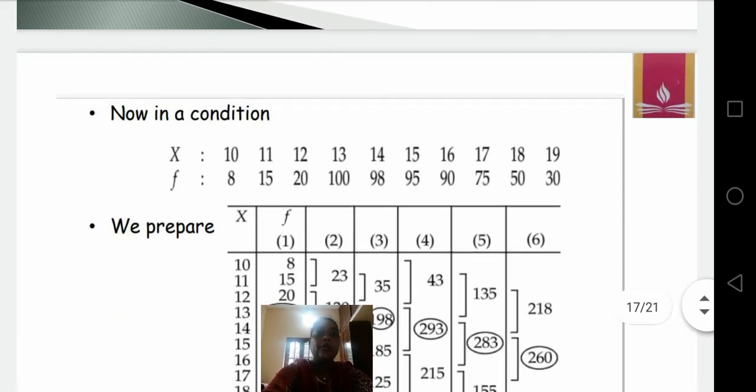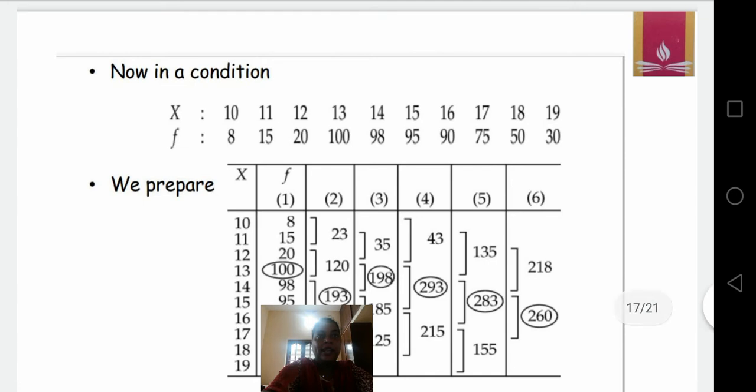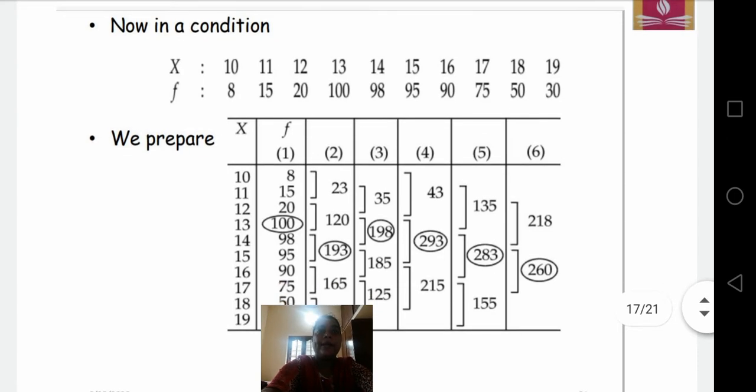Now for the grouping method. Here the values are 10, 11, 12, 13, 14, 15, 16, 17, 18, 19 and the corresponding frequencies are given: the value 10 occurs 8 times, 11 occurs 15 times, 12 occurs 20 times. So first we have to arrange in an order, ascending or descending, with its corresponding frequency.